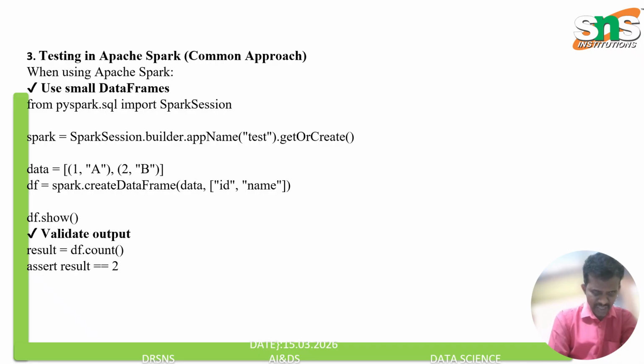Next one, df.show(). If you give this information, we can get the validated output, so that we can get the final valid result. Then result equals df.count(). Finally, we can give the count with assert: assert result equals 2, since the number of rows in the data frame is 2.